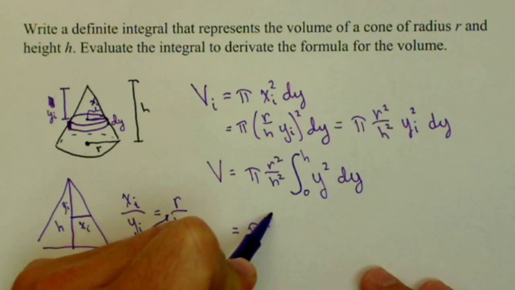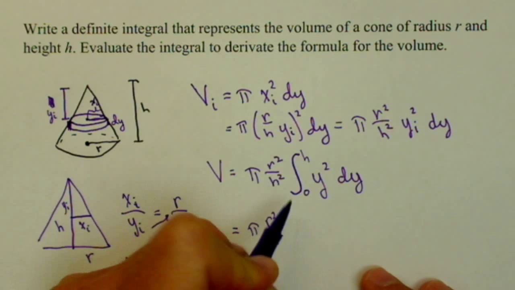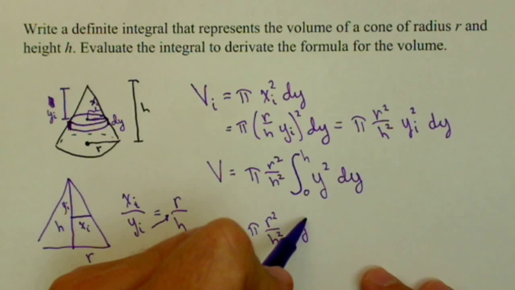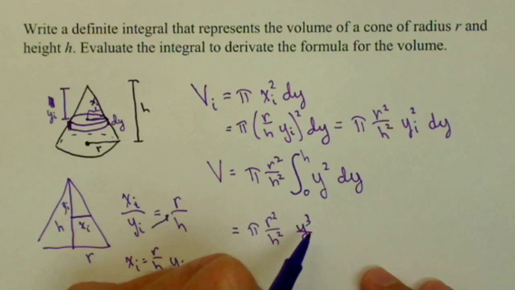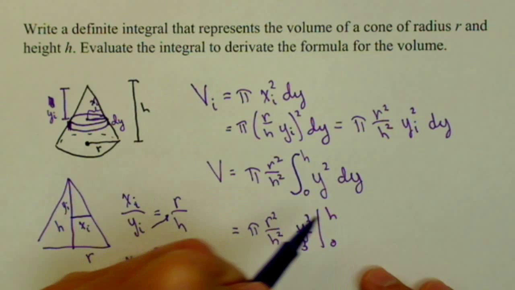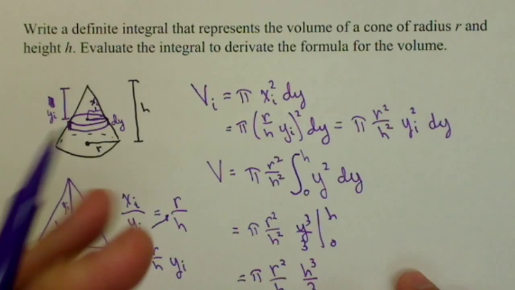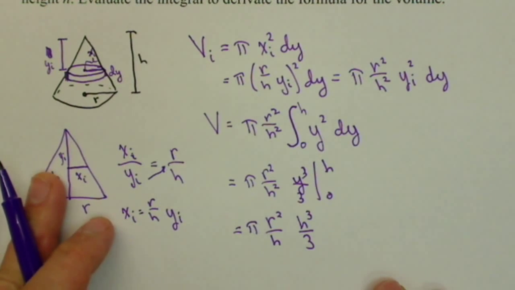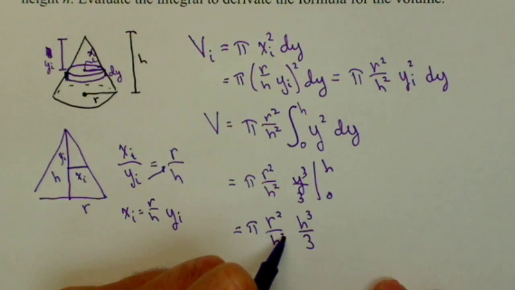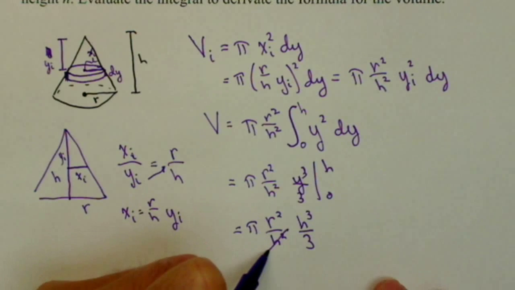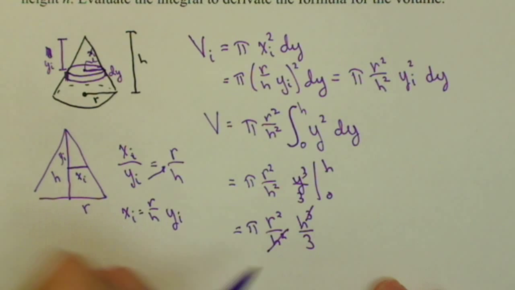So I have pi r squared over h squared. This guy here is going to become y cubed over 3, because we do need to take the antiderivative, from 0 to h. So we get pi r squared over h squared. We're going to plug in that h. We get h cubed over 3. If we plug in 0, that zeroes it out, so we don't really need the other part. Oh, and I lost my square there, h squared. The h squared is going to cancel out 2 of those.